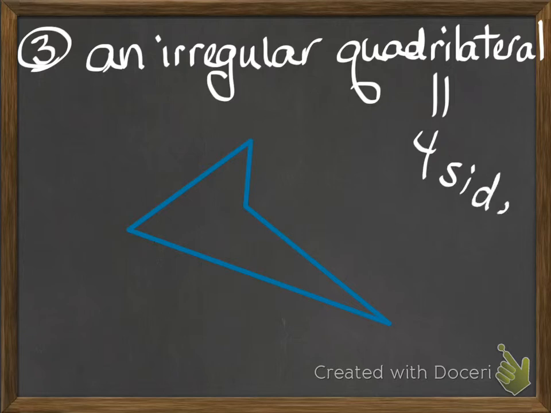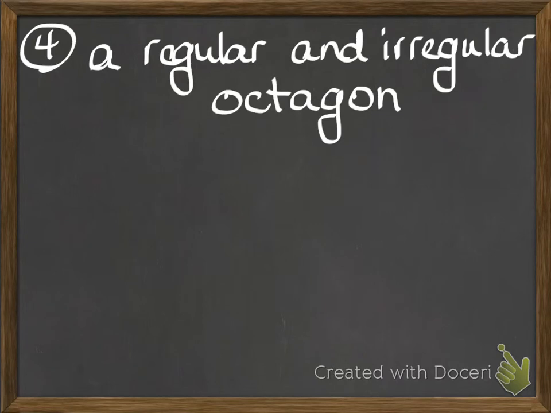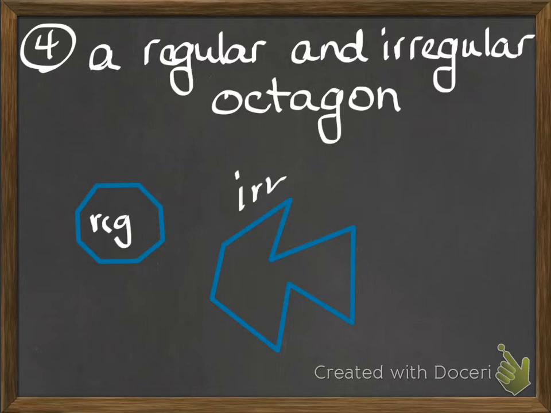And number 4, draw a regular and an irregular octagon. So these are my 2 examples. This is a regular octagon. It has 8 sides that are all about the same length. And this is my irregular octagon. It has 8 sides that have different lengths, but it's still an octagon because it's an 8-sided shape.